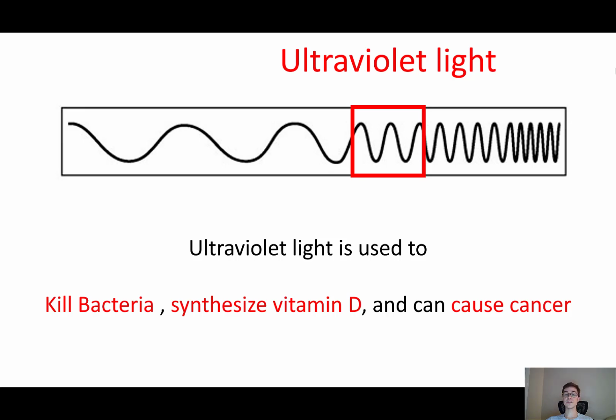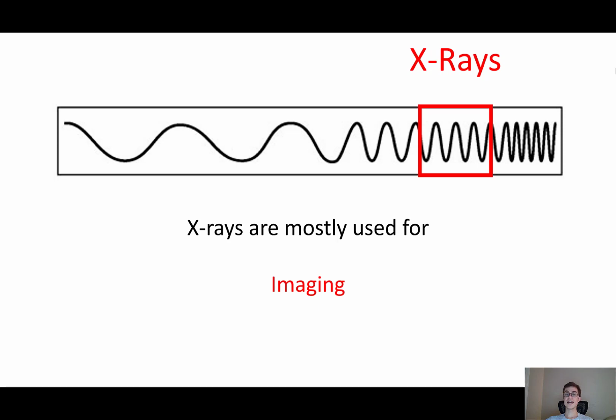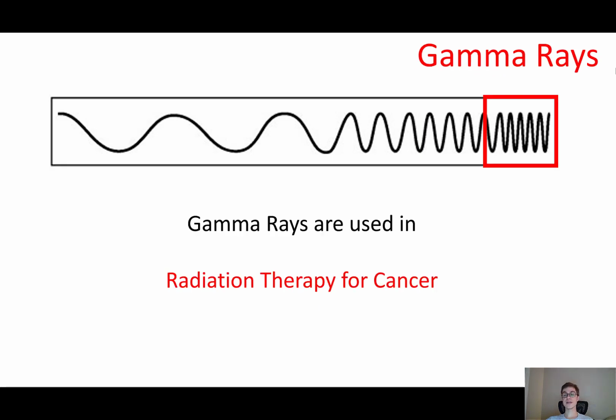Ultraviolet light is used to kill bacteria, synthesize vitamin D, and can cause cancer. X-rays are mostly used for medical imaging. Gamma rays are used in radiation therapy for cancer. And that's it.